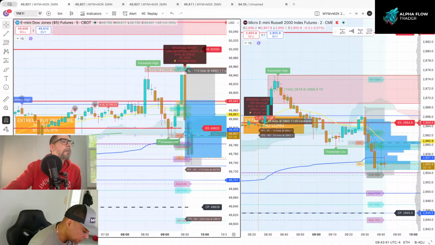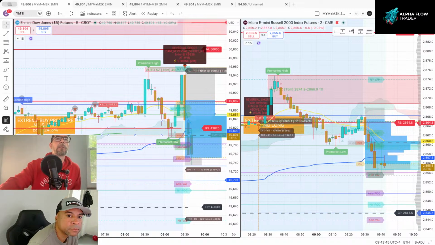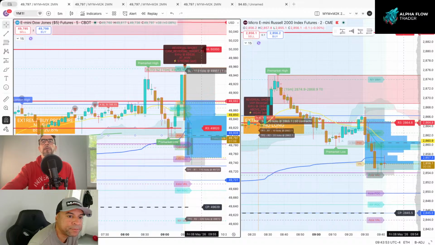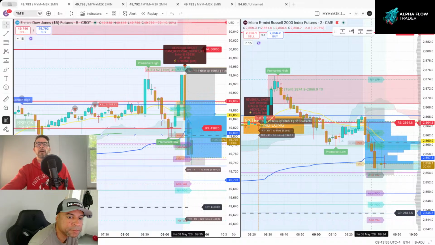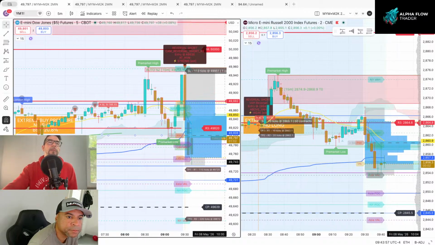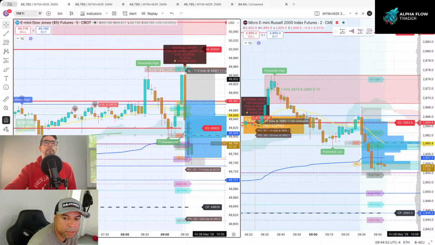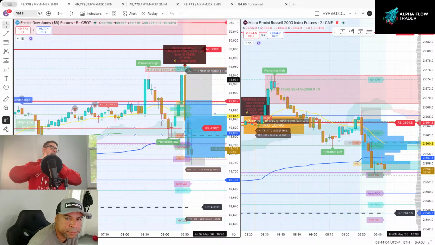See any other? What's Russell and Dow doing? I don't have those open right now. Still looking pretty bearish on the open. ES. Dow's trying to fight its way back up. So we've got ES and Dow, ES on the right here, Dow on the left. We've got news at 10 o'clock, Michigan sentiment.